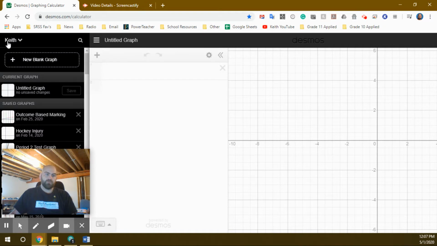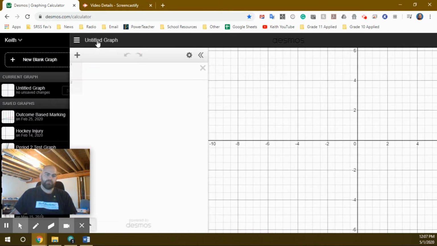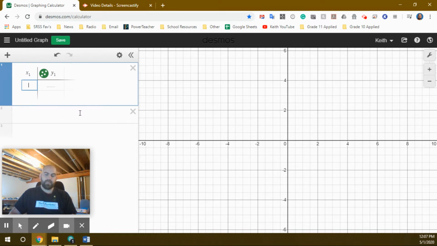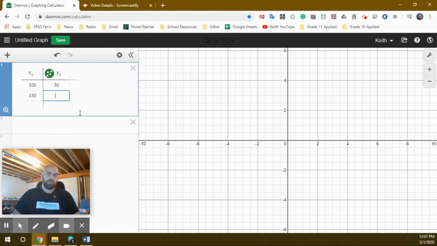So what we're going to do, you just do a new blank graph, which I've already done. And then we go to the plus and we're going to put in a little table. Now, a table of values just shows what pieces of information we are using. So let's say we know that x is 100 and y is 50. And another point that we have is where x is 150 and y is 250. Okay, really big values, which is okay.